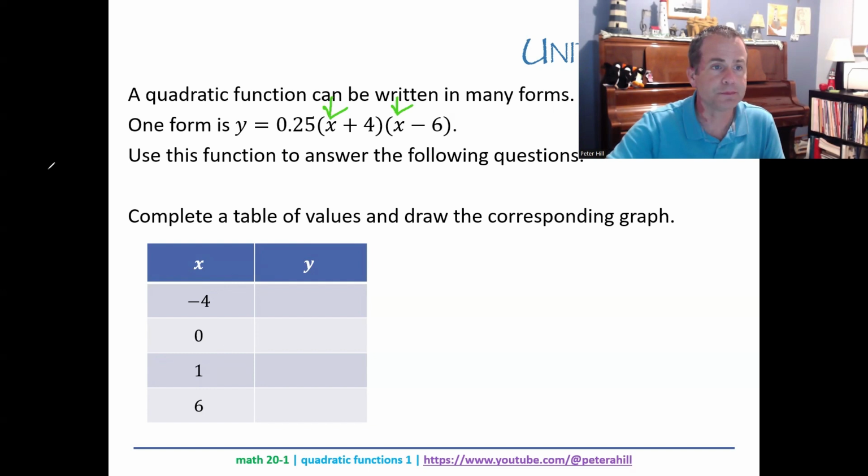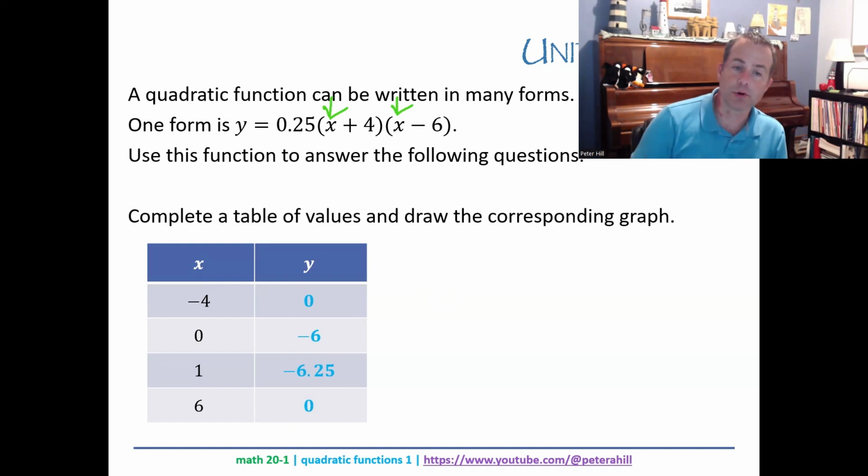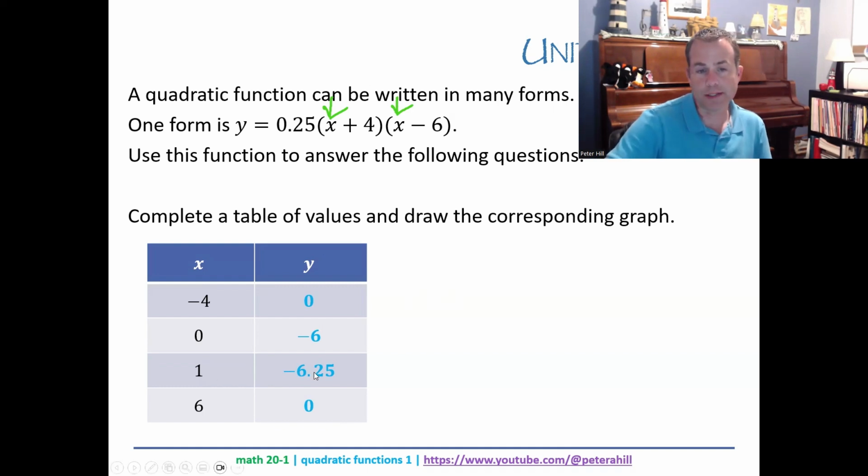Okay, now let's compare our answers together. You should have -4, the y value that goes with -4 was 0. You should have 0, comma, -6, and then 1, -6.25, and 6, comma, 0, if we're thinking about these as coordinate points. So now you have a grid in your book. I want you to go ahead and graph those 4 points, see if you can get a general shape going.